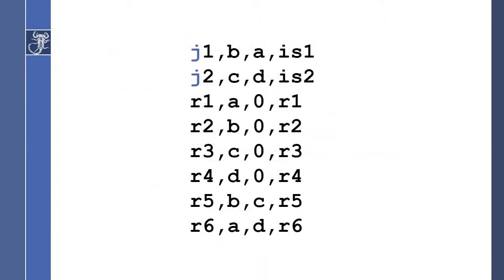This is what the description would look like. J1 with the current flowing from B to A and a value of I as 1, a source J2 with the current flowing from C to D and the value of IS2, and you have then the 6 resistors and the respective nodes, and we use the names the same as the values.